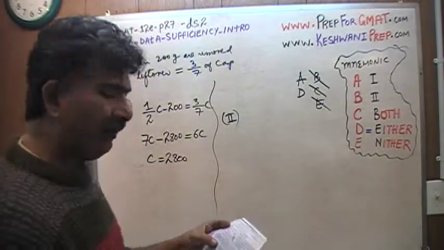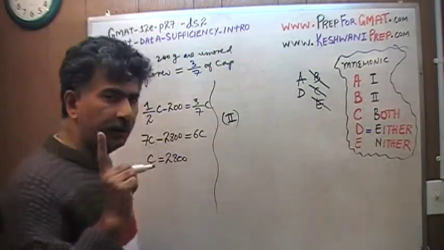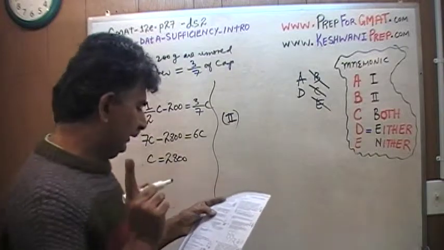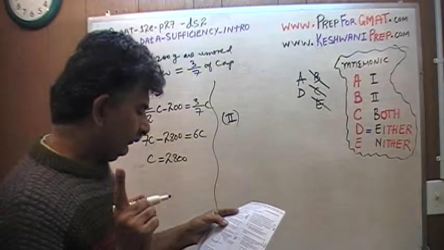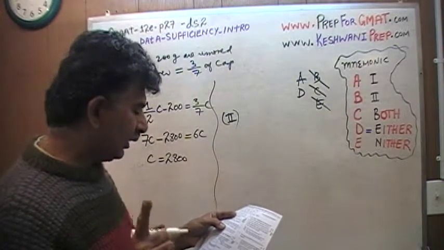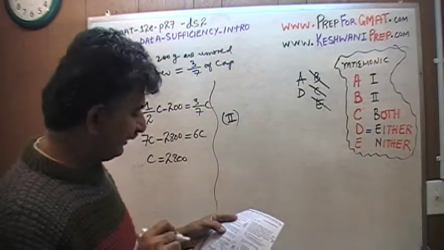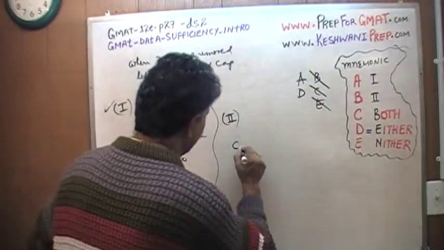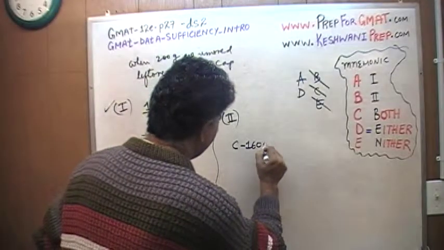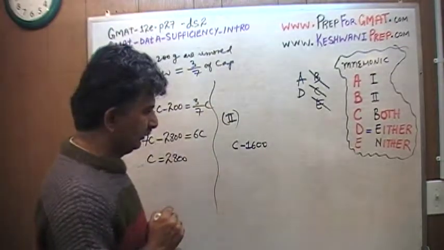There you go. After the 200 gallons were removed, the volume of the oil left in the tank was 1,600 gallons less than the capacity. So if this is the capacity, it was 1,600 less than that after the 200 gallons were removed.